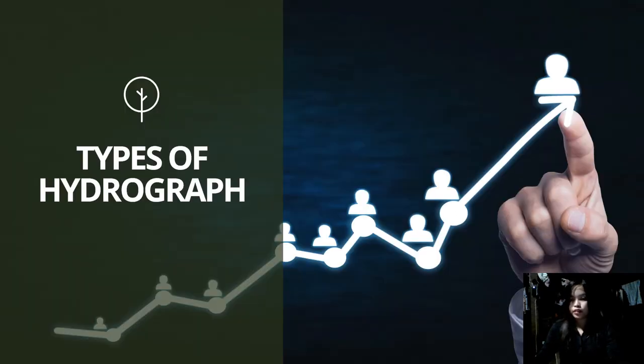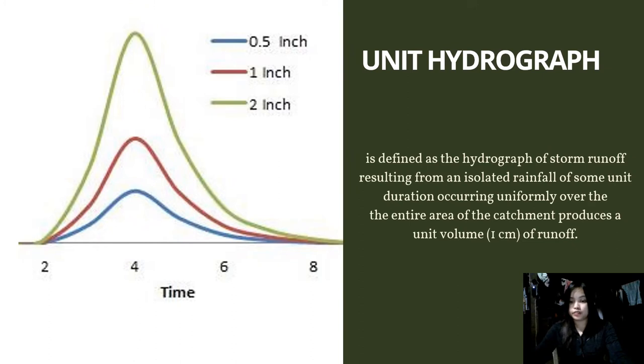So there are types of hydrograph. The first one is the unit hydrograph. It is defined as the hydrograph of storm runoff resulting from an isolated rainfall of some unit duration occurring uniformly over the entire area of the catchment, producing a unit volume, or 1 cm of runoff. You can see the figure here. This is the time, and this is the corresponding curve. The green is 2 inches, the maroon one is 1 inch, and the blue one is 0.5.